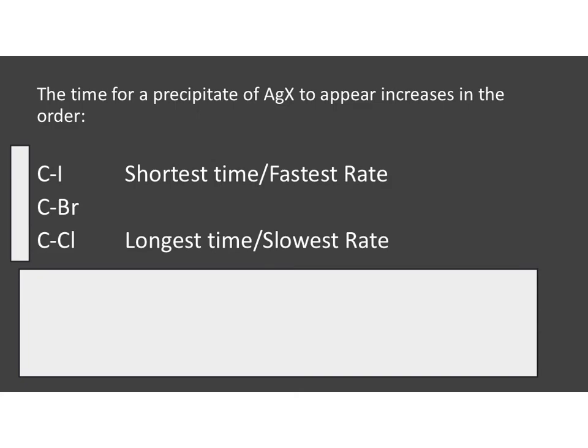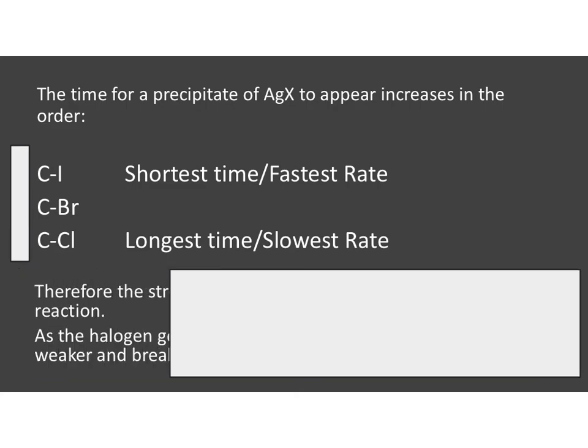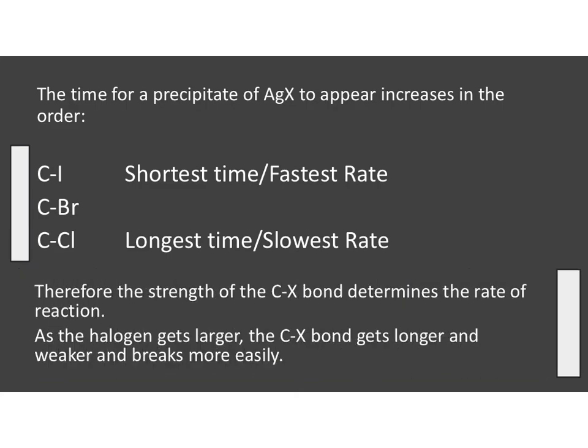that would suggest that as the rate decreases, it must be due to the carbon halogen bond becoming stronger, because the carbon chlorine bond is much stronger than the carbon iodine bond. If it was electronegativity that was a predominant factor, chlorine, of course, is the most electronegative atom out of those three, and therefore chlorohalogenoalkane would be the fastest one. And the reason for that is that as the halogen gets larger, the carbon halogen bond will get longer and therefore weaker and breaks more easily.